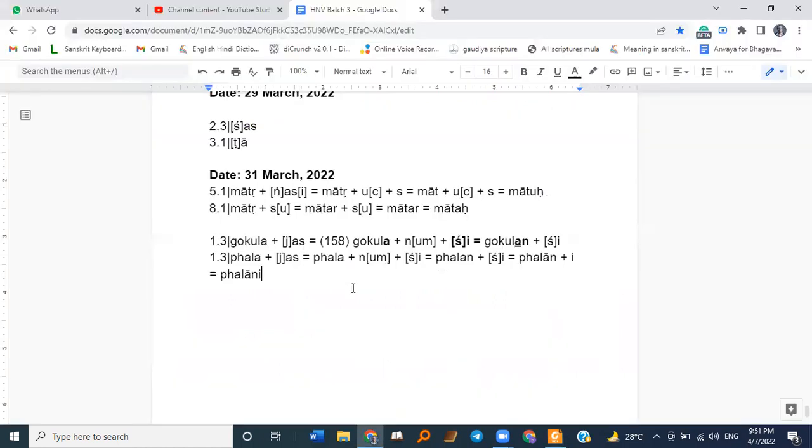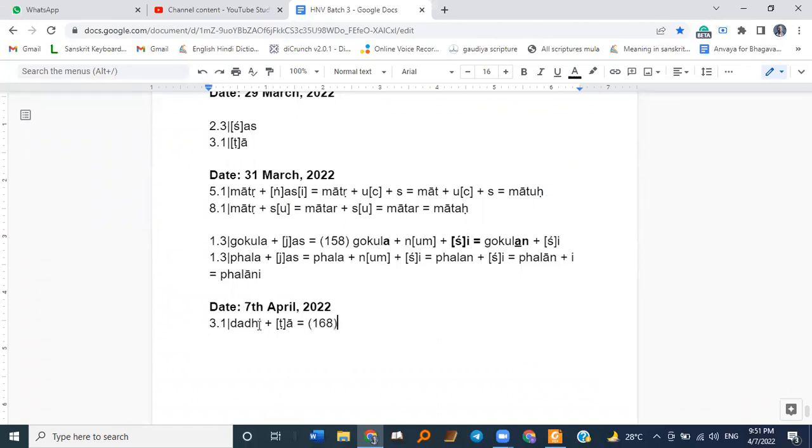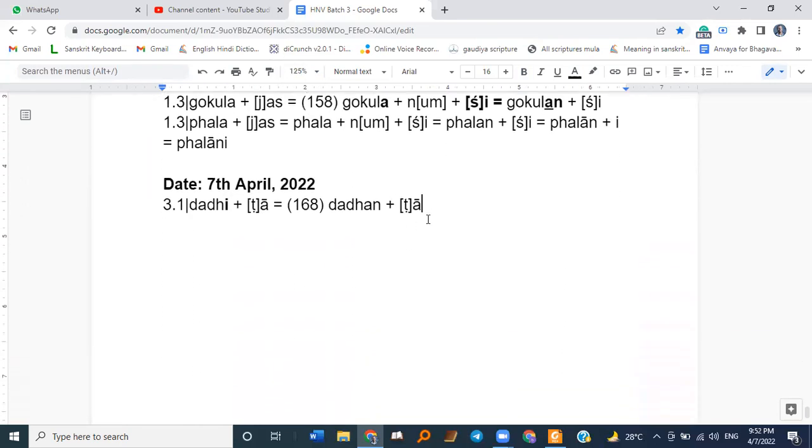169: A Krishna Sthana Sarveshwaru Bhagavat Sangyat Dhiteyascha. Before moving ahead, let me show you. We have the word Dadhi, then Ta. Sutra 168 says that after this Dadhi Shabda, one of the Purva Nimittas, if a pratyaya beginning from Ta, which begins with the Sarveshwara, follows, then the E Rama changes to An. So, Dadhan Yukta Ta.